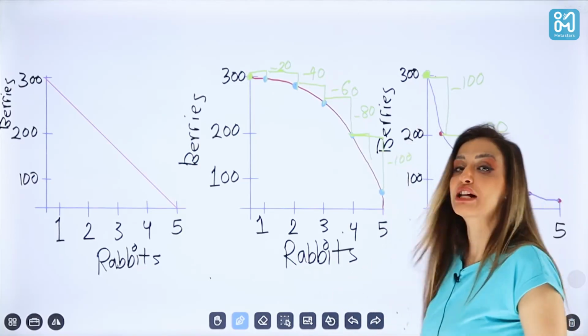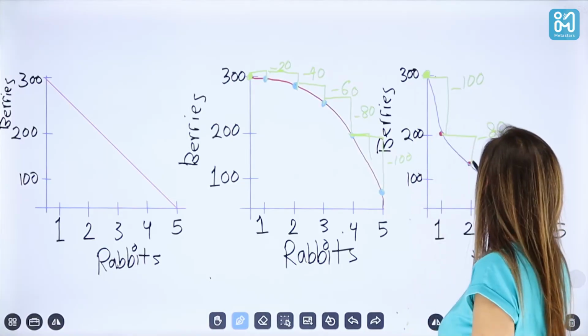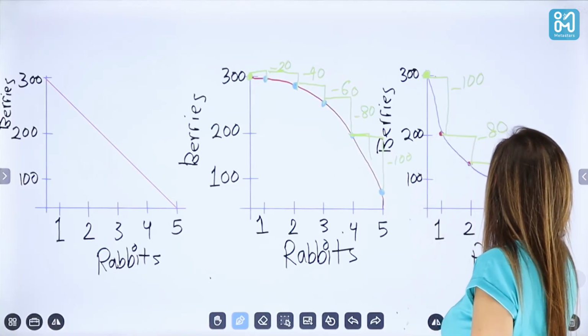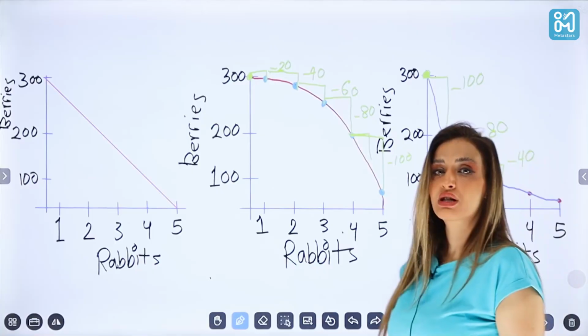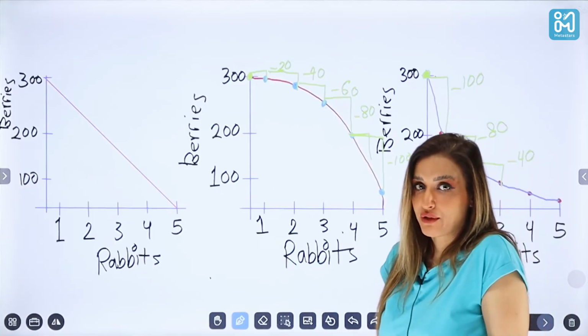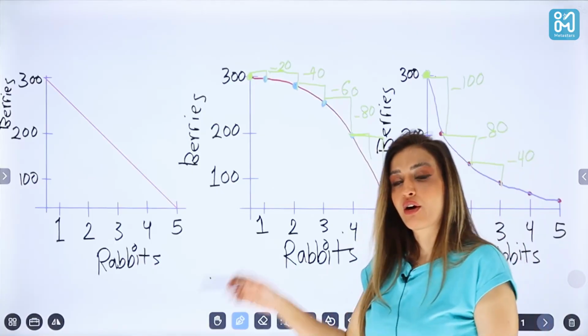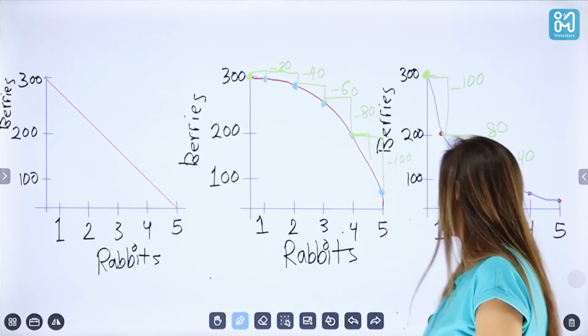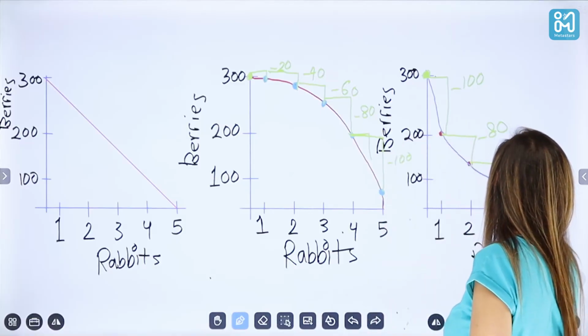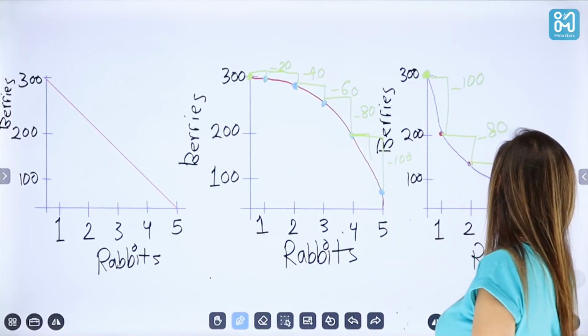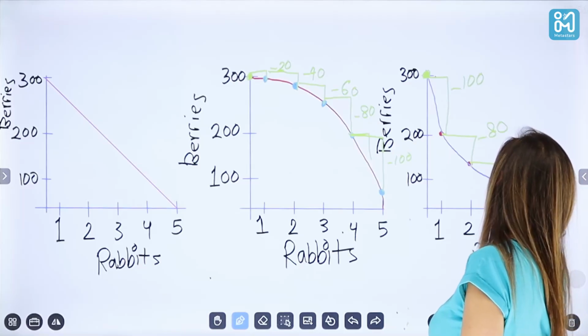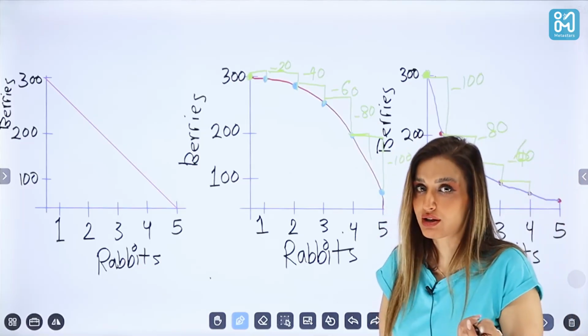If you decided to catch 3 rabbits, your opportunity cost is 40. So you will give up 40 berries. If you decided to catch 4 rabbits, sorry, this is 60. Oh my God. I'm so sorry, guys.